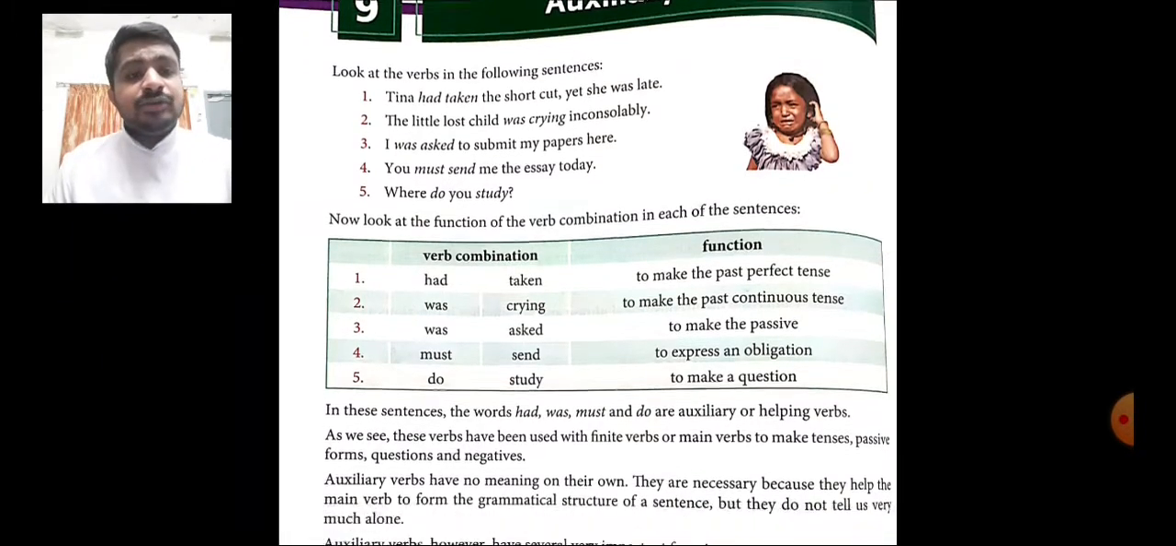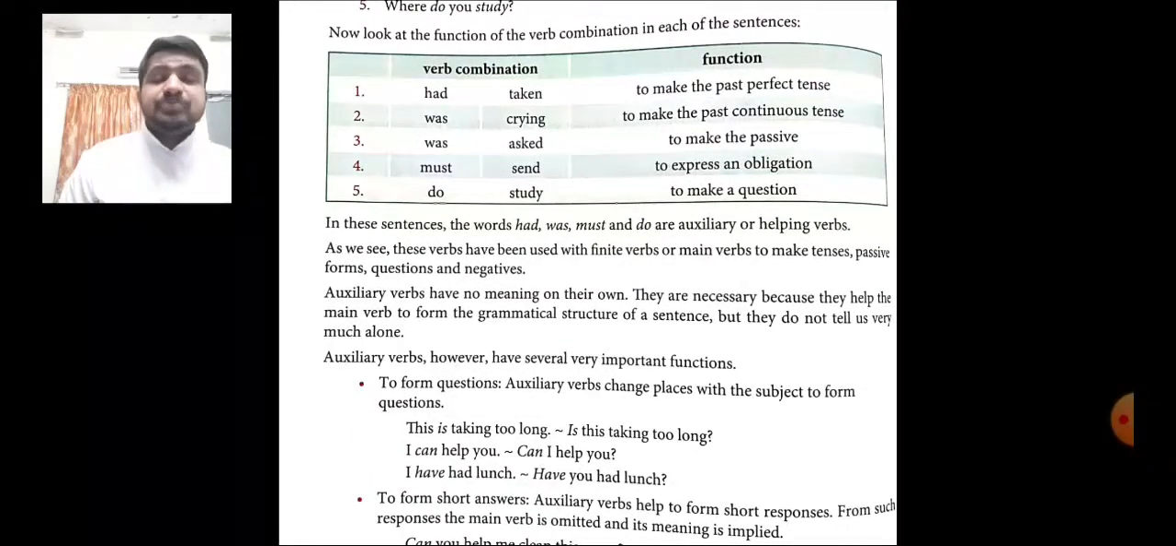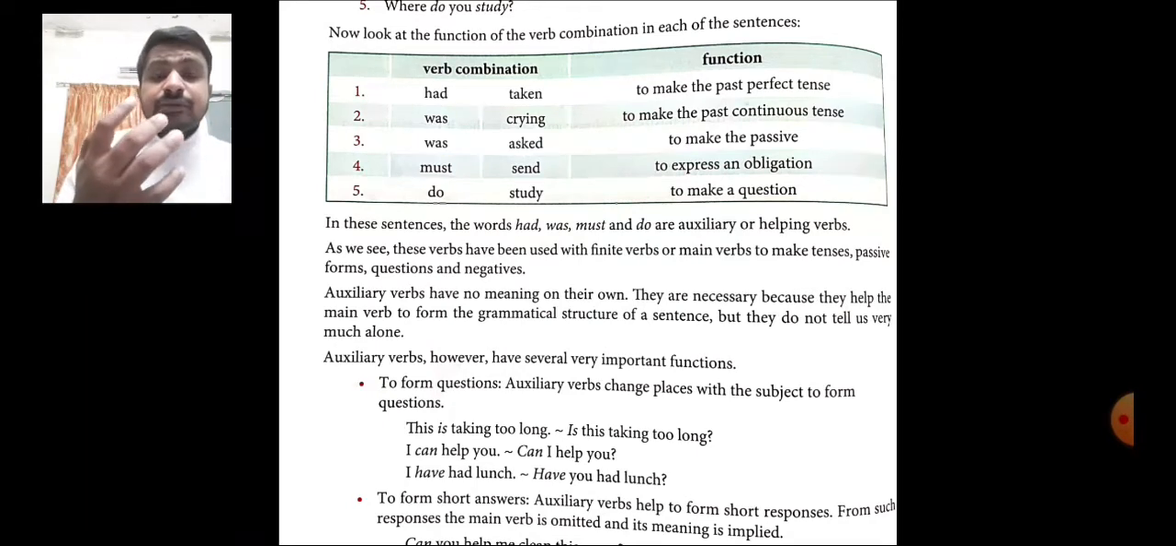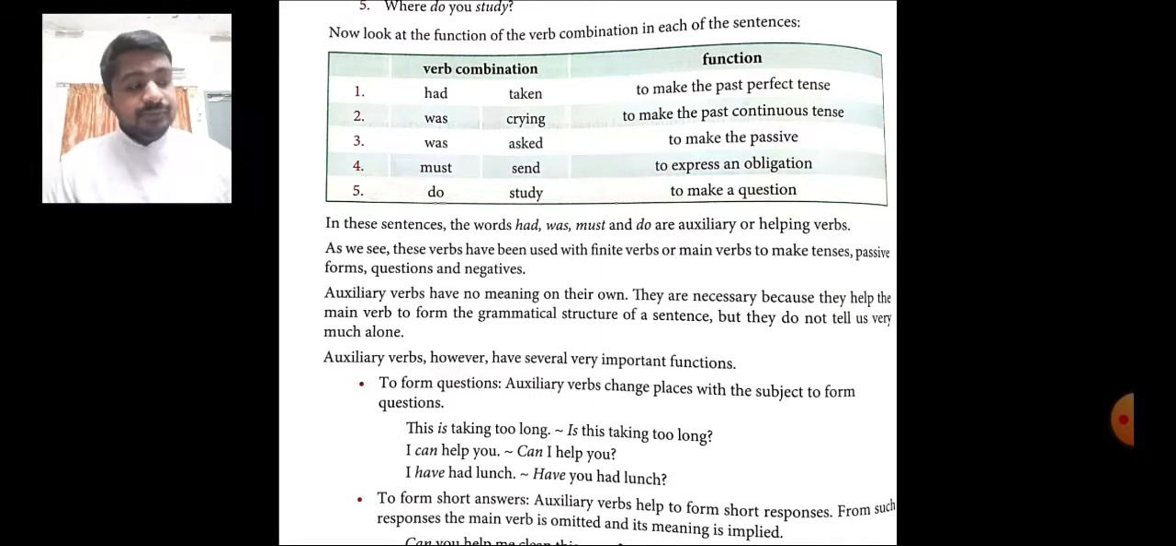So what happens? These auxiliary verbs will not have any meaning in the sentence, but they are necessary in a sentence for a few situations. Those situations we shall see first, then we shall go on to what I mean by primary auxiliary verbs, then what the other types of auxiliary verbs are.